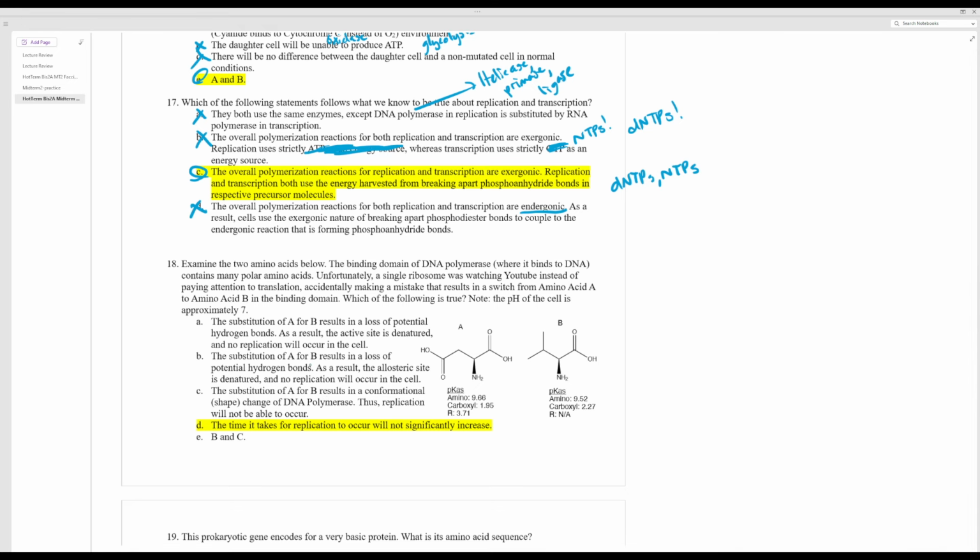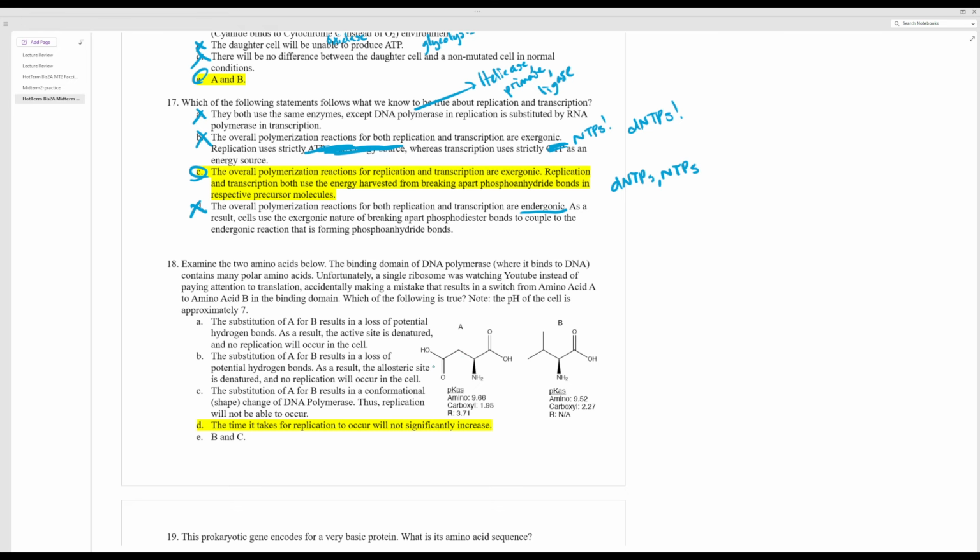18, examine the two amino acids below. The binding domain of DNA polymerase, where it binds to the DNA, contains many polar amino acids. Unfortunately, a single ribosome was watching YouTube instead of paying attention to translation, accidentally making a mistake, which results in a switch from amino acid A to amino acid B in the binding domain. Which of the following is true? Note, the pH of the cell is approximately 7. Okay, so this is a good question for identifying what the actual important parts are, because the pH and pKa is actually completely irrelevant to this question.